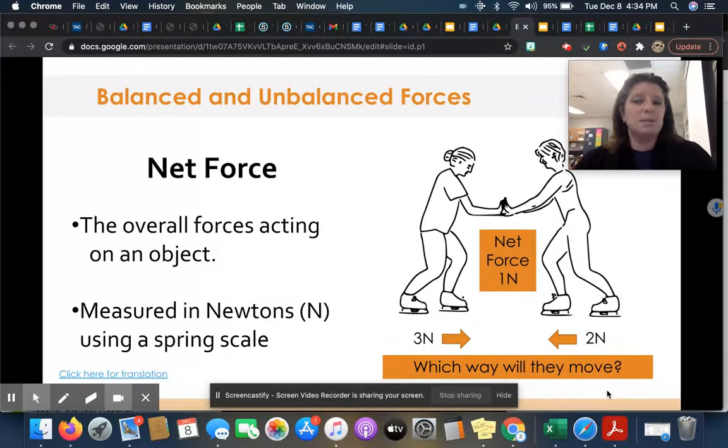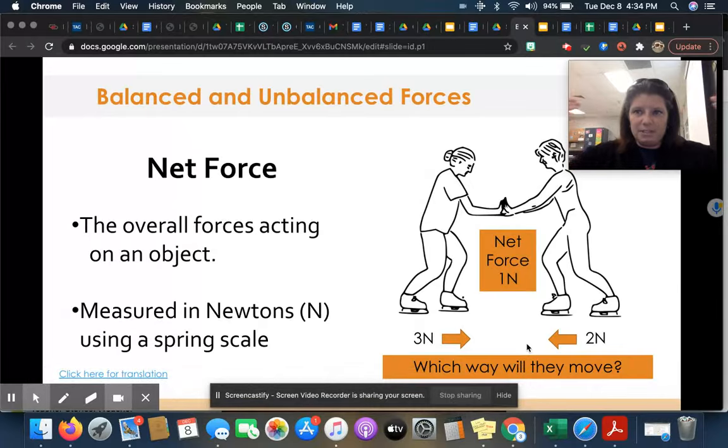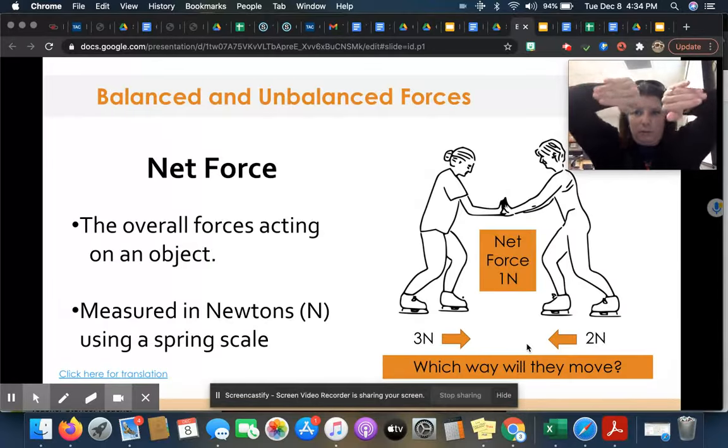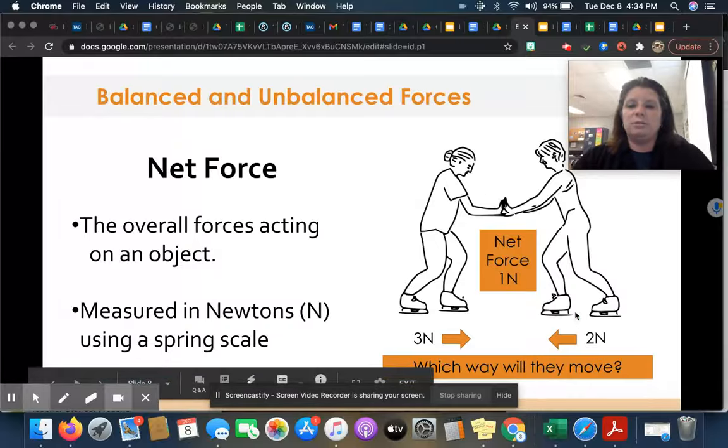Net force, something we're going to get into more tomorrow, okay? Net force is the overall forces acting on an object. We measure that in newtons using what's called a spring scale, okay? This is done in a very simple way. First of all, I'm just going to take the two numbers and I'm either going to add them or subtract them. If they're going in opposite directions, either both coming in or both facing out, you subtract. If they're going in the same direction, like so, then you're going to add, okay? And that will get you your net force.